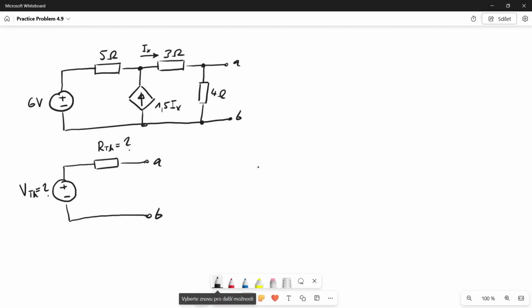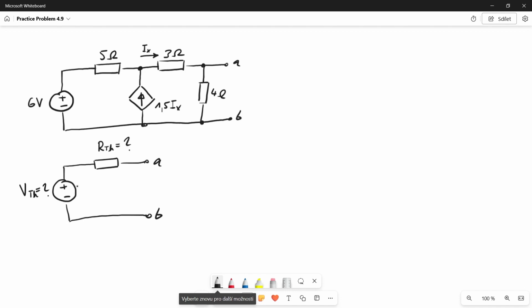Hello! In this problem, we are supposed to find the Thevenin equivalent circuit to the circuit left of the terminals A and B. This means that we need to determine the Thevenin resistance and the Thevenin voltage. I'm going to start with the Thevenin voltage.